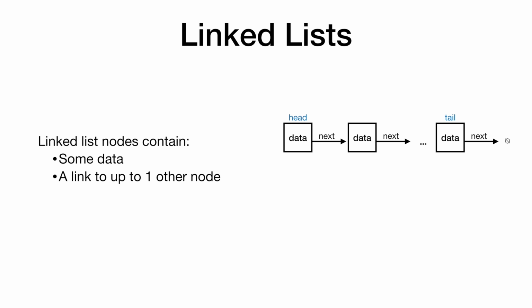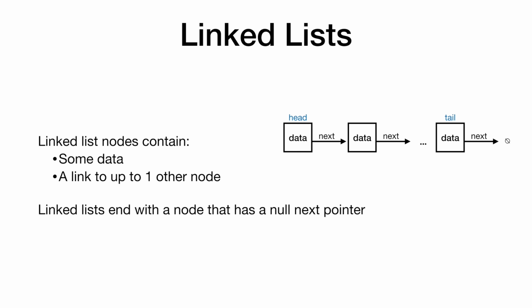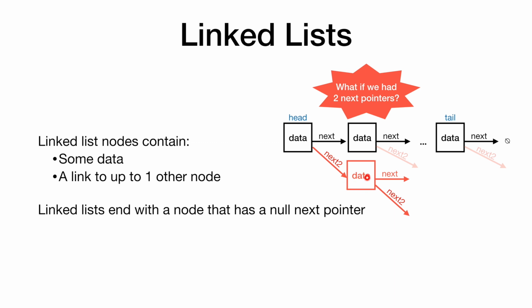So linked lists, like I said, contain some data and then contain up to one other node. So here the head points to this guy, and he only points to something else, and she might point to that, and so on. The linked list ends when you get to a null pointer. But what if instead we had two next pointers? So from this guy, we wanted to point to this element and this other element. So he has a next and a next two.